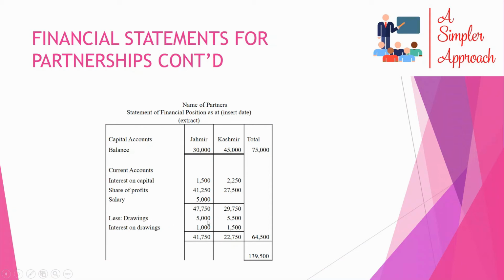From this, you subtract his drawings. This is usually additional information. His drawings of 5,000 and his interest on drawings of 1,000. You take 6,000, which is this 5,000 and this 1,000, from 47,750, and it gives you 41,750. Let that sit for a second.